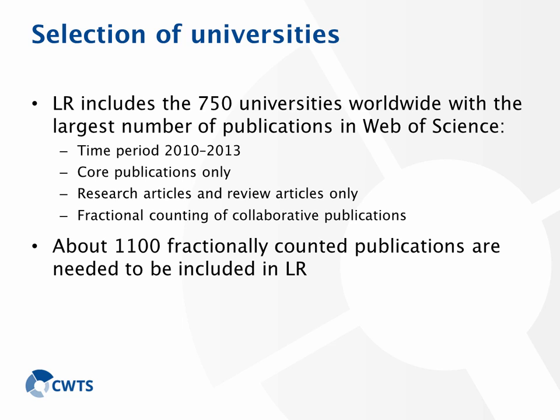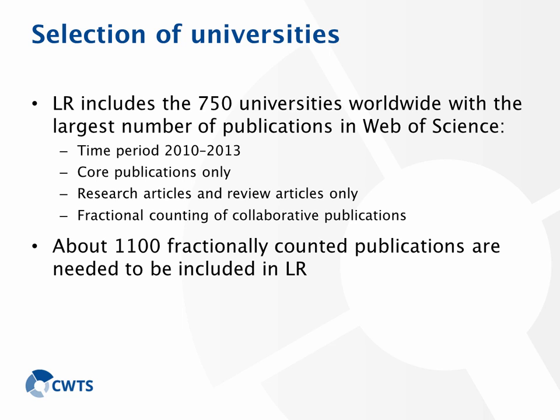The Leiden ranking includes the 750 universities worldwide with the largest publication output in Web of Science. To identify these universities, the Leiden ranking focuses on publications from the period 2010-2013. Only core publications are considered. Also, only research articles and review articles are taken into account. This, for instance, means that letters, editorials, book reviews and other special types of publications are not counted. Furthermore, collaborative publications are counted fractionally. I will explain this in more detail later on.